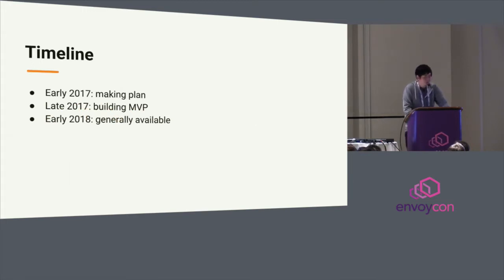So this is the timeline. We started making a plan and designing the architecture in early 2017, and I was back to service mesh in late 2017, then started building an MVP and using the MVP in production from that time. And we finished making our V1 service mesh in early 2018.